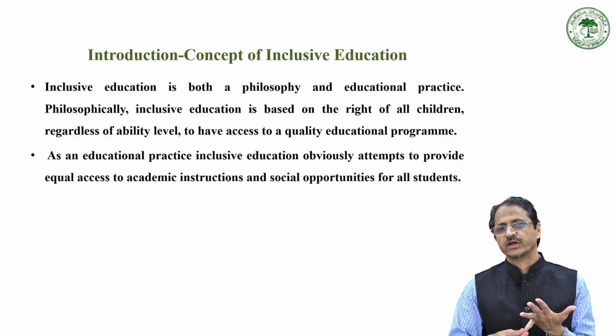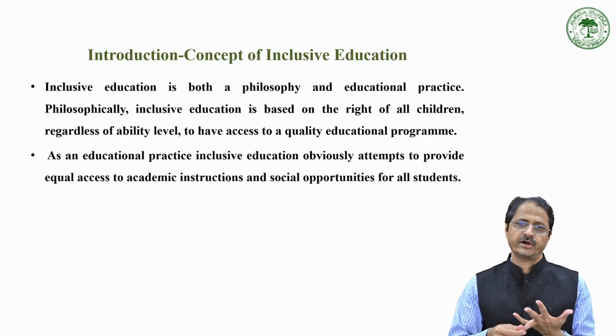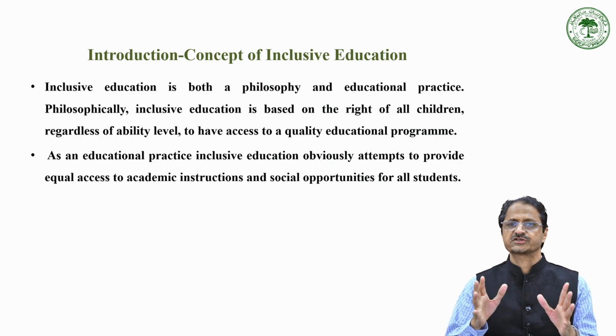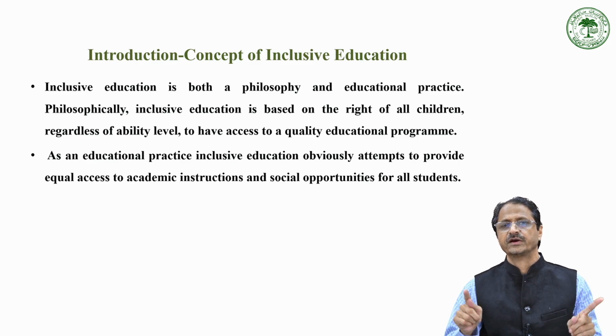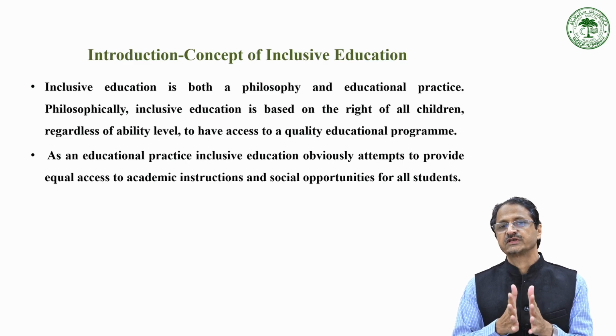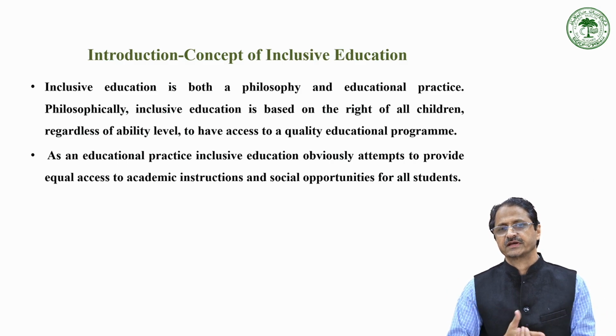Number 1, modification in the curriculum. Number 2, modification in the teaching strategies. And number 3, modification in the learning environment. And finally, in the examination. So these are the major aspects where we need to make changes in order to provide an individualized program for our students who have different abilities and capabilities or disabilities.